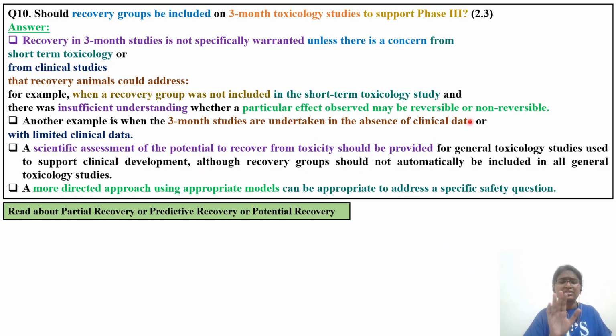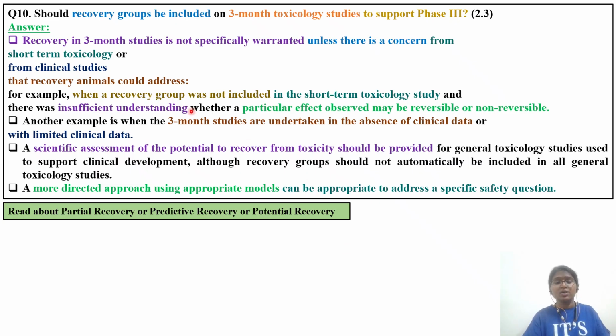Whether the adverse effect is treatment related, whether, once the treatment is stopped, the effect will be reversible, or whether it is a new type of adverse effect that you are unable to understand the mechanism of or predict. At that time, in the case of a 3 month repeat dose toxicology study to support the phase 3 trial, you need to have, at least in one of the general toxicology studies, a recovery group.